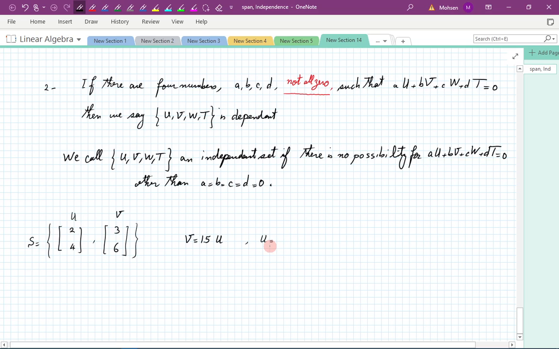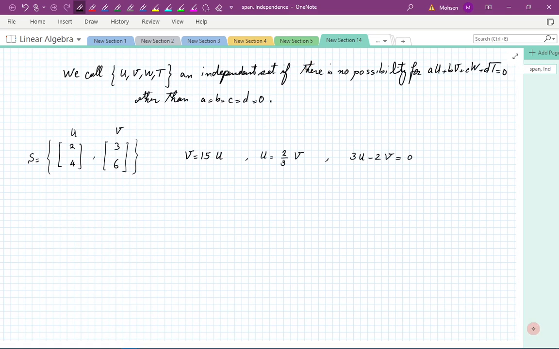You typically have many choices. You can say U is equal to 2/3 of V. If I divide this thing by 3 and multiply by 2, I'll get that one. You can bring all of them to one side. For example, say 3u minus 2v is equal to 0. Sometimes we can decide by inspection whether sets are dependent or independent. We can do it just that easily.